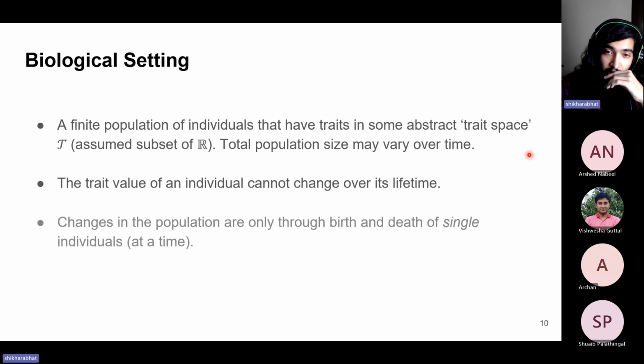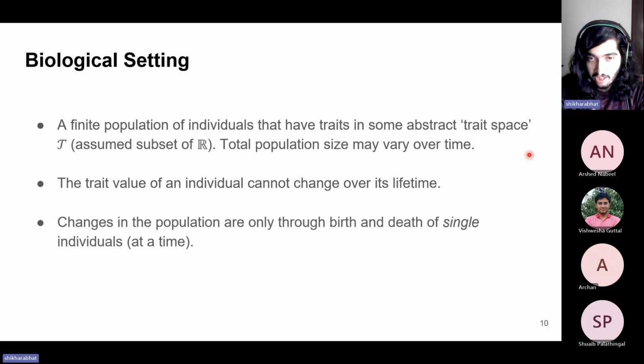I will also assume that changes in the population are only through birth and death of single individuals at a time. What does this mean? This means, for example, I am not considering variable numbers of offspring that are born at the same time. I am also not considering situations where one type can mutate into a different type. That is sort of like saying the trait value of an individual changes over its lifetime. These sort of things I will not allow.